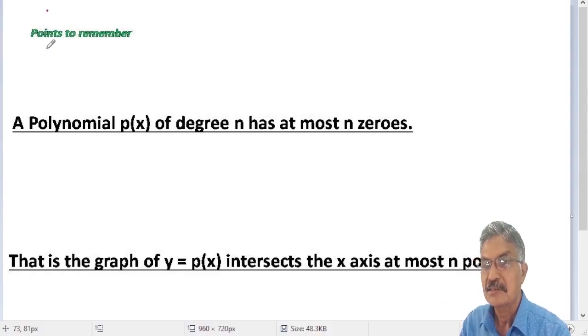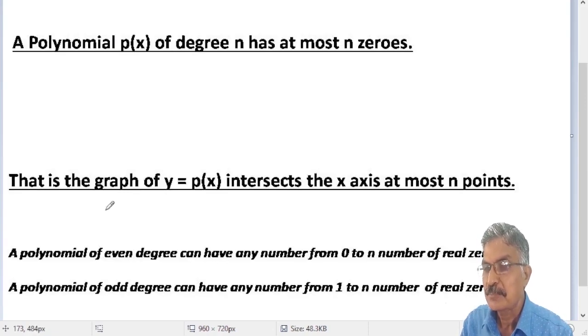So, you just remember this point. A polynomial p(x) of degree n has at most n zeros. That's very easy. The graph of the polynomial y is equal to p(x) intersects the x-axis at most n points. That means the graph of this polynomial intersects the x-axis at most n points.